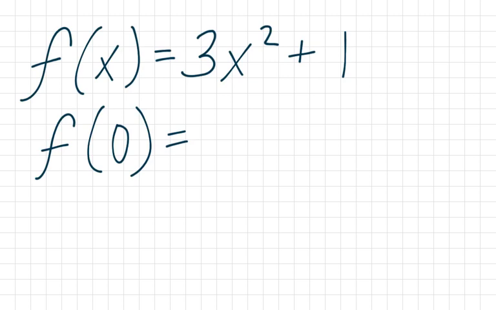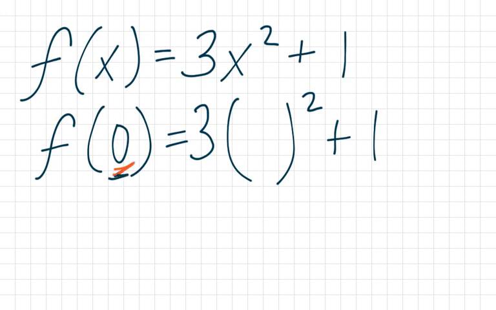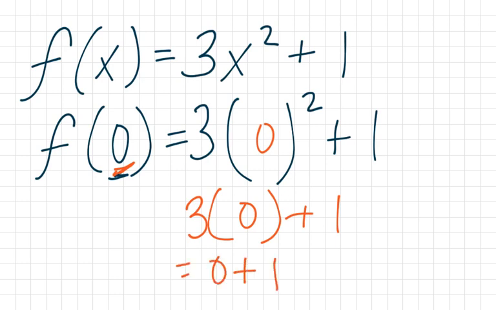So I can take my original function. I'm going to leave that open so I can plug in what I want to plug in there. We want to plug in a 0 where the x was. So we're going to do 0 squared, which is 0. So we end up with 3 times 0 plus 0. Well, plus 1. 3 times 0 is 0. 0 plus 1 equals 1. So we would say that f of 0 for this function equals 1.